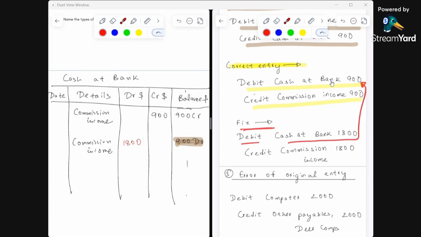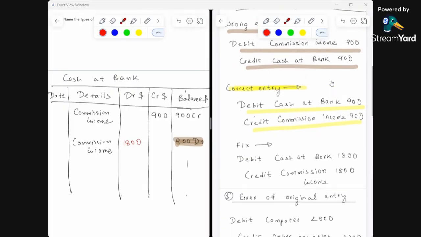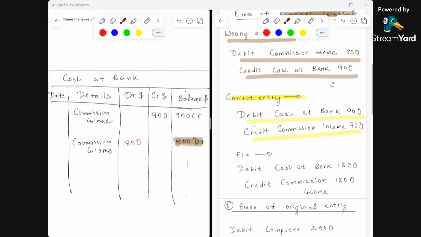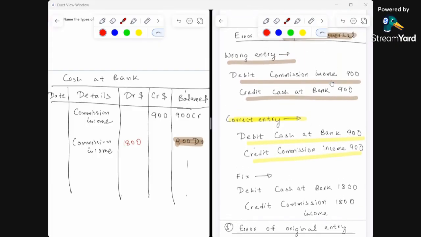Now you could repeat the same thing for commission income, which would obviously have a credit balance of 1,800, so that the journal entries equal out each other in pairs. So the correct journal entry in this case is to debit the cash at bank by 1,800 and to credit the commission income by 1,800. Every time you have an error of complete reversal and you want to fix this, you will know for sure that the amounts have to be doubled in order to offset the previous mistakes which we had done, because the mistakes were done in terms of debits and credits.